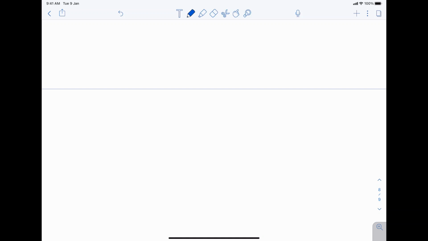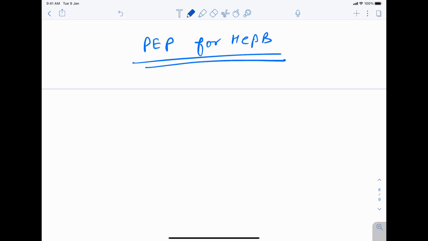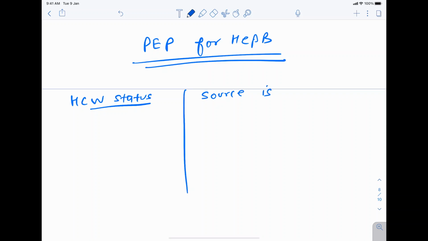Talking about the post-exposure prophylaxis of hepatitis B. In this also, you make a sort of table: what is the status of the healthcare worker, then what about the source? Source is positive or not, meaning hepatitis B positive, and here the source is negative.